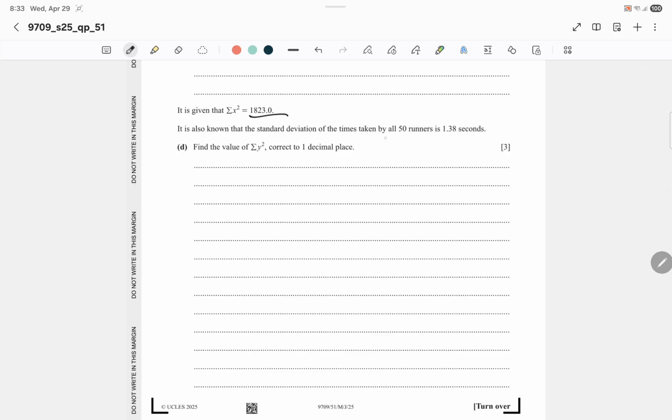Now it is given that the summation of x squared is this. It is also known that the standard deviation of times from all 50 runners is 1.38. Find the value of this correct to one decimal place. Okay, pretty easy actually. So we just have to use the formula, that's it, and make an equation.